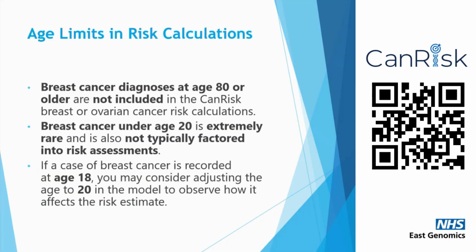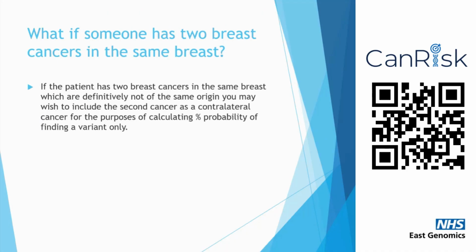Age limits in CanRisk calculations. So breast cancers diagnosed at 80 or older are not included in risk assessments. That's because they don't have enough data about them, and breast cancers diagnosed under the age of 20 are extremely rare and also not figured into the assessment. So if you do happen to have a breast cancer that's been diagnosed at 19, you're best putting it in at sort of 21, 20 to make sure that it's included in the calculation. If a case of breast cancer is recorded at 18, as I said, you're best just increasing the age to make sure that it's included.